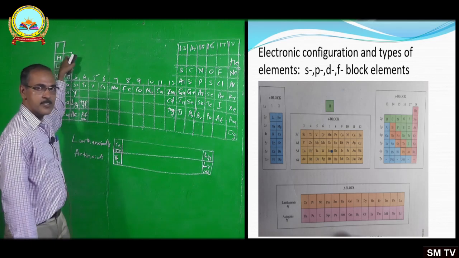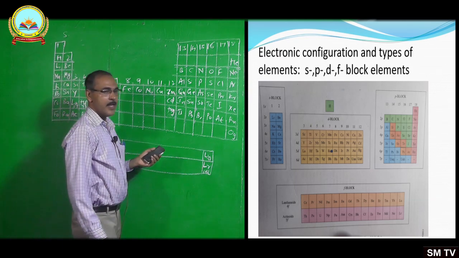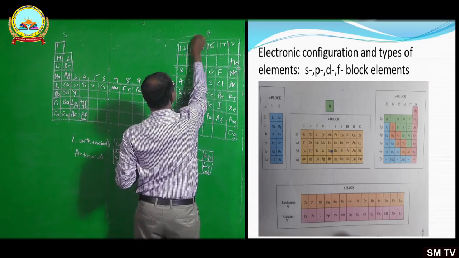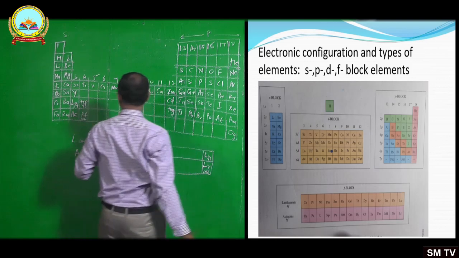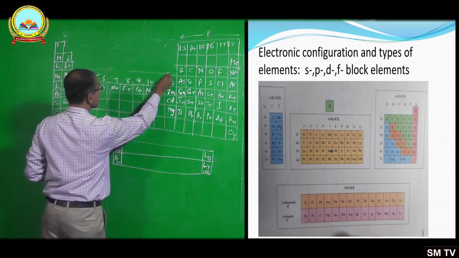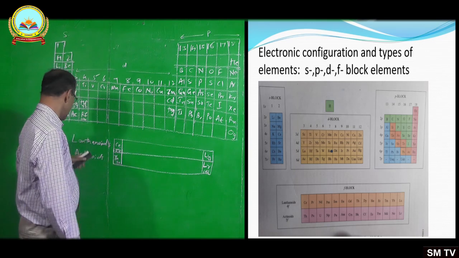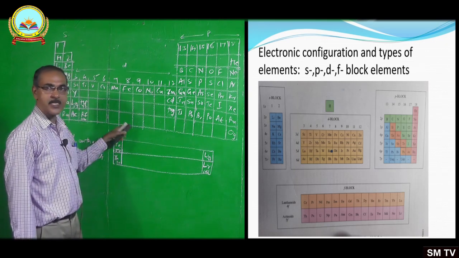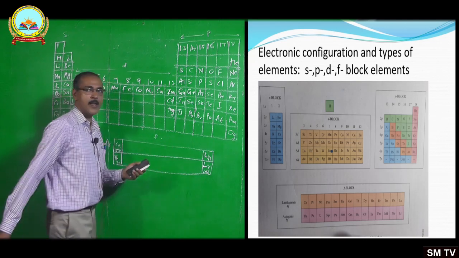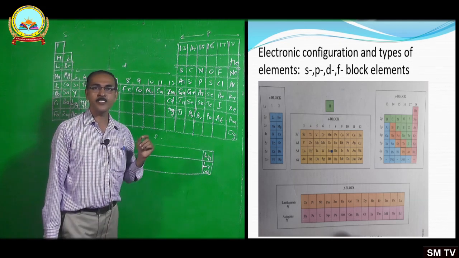Group 1 and 2 elements are called S block elements. Then elements of group 13 to 18 are called P block elements. Then the elements from group 3 to 12 are called D block elements. And now the lanthanides and actinides, which are placed separately in the periodic table, are called F block elements. Now, why are group 1 and 2 elements called S block elements?